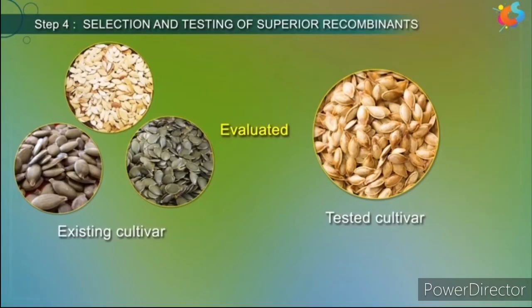So the next point is the testing, release and commercialization of the new cultivar. Cultivar means a plant with desirable characteristics that can be maintained by propagation. The newly selected lines are evaluated for their yield and other agronomic traits, such as quality and disease resistance, etc. This evaluation is done by growing these in the research field and recording their performance.